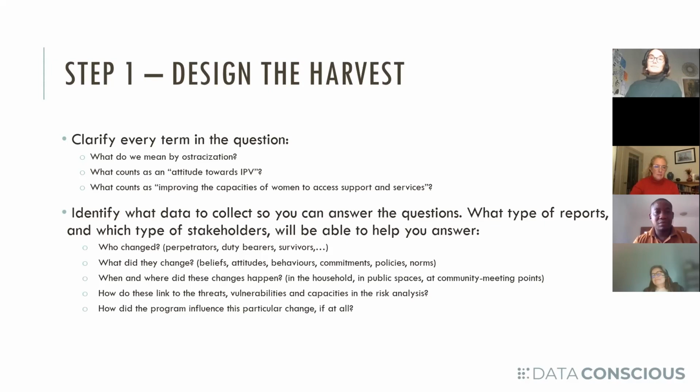What will you be using to answer the question, who changed? What did they change? When and where did it happen? How does that link to the threats, vulnerabilities, and capacities in the risk analysis? And how did the program influence those changes? Those are the things you need to answer. So in step one, you need to stand back and think about all the potential sources, all the people that could tell you about that, all of the reports that might tell you about that, so that you have it all in a big basket to begin the outcome harvest.